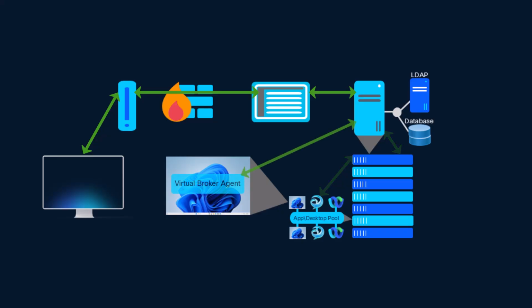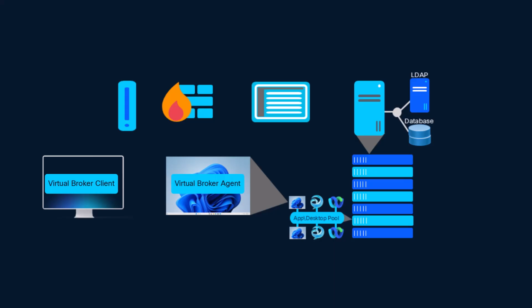Once a resource has been identified, the connection broker collects the connectivity and configuration details from the virtual broker agent running on the HVD. This information is then passed back to the virtual broker client on the thin client machine. The virtual broker client then uses this information to securely connect to the HVD.